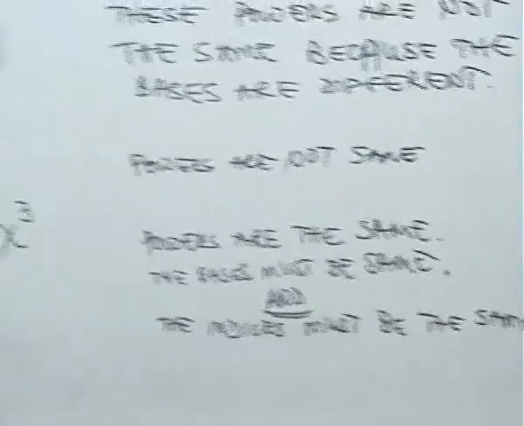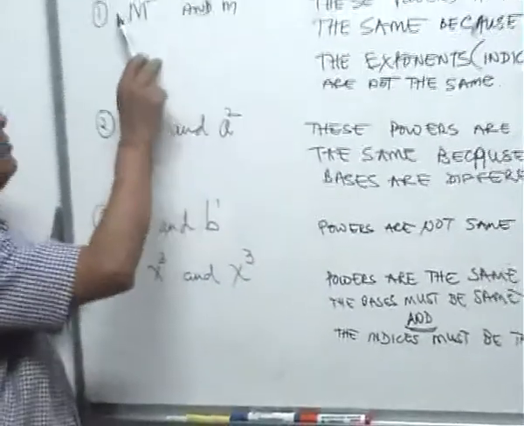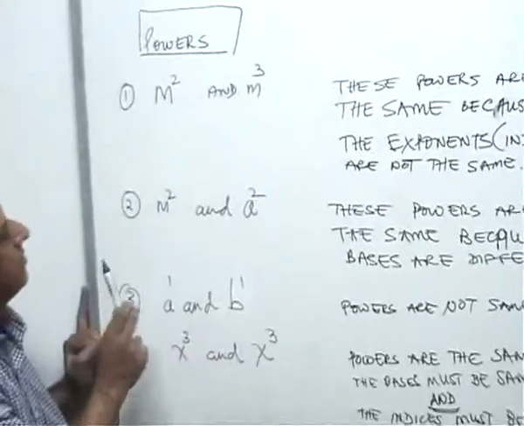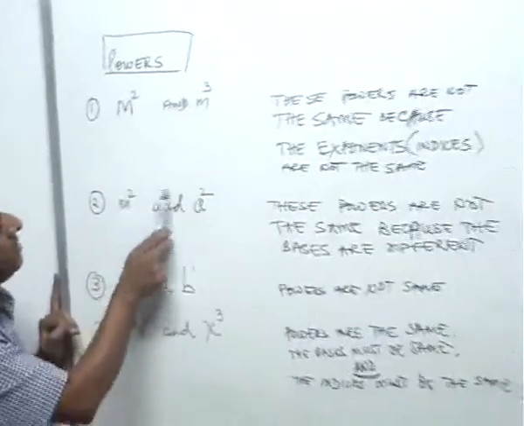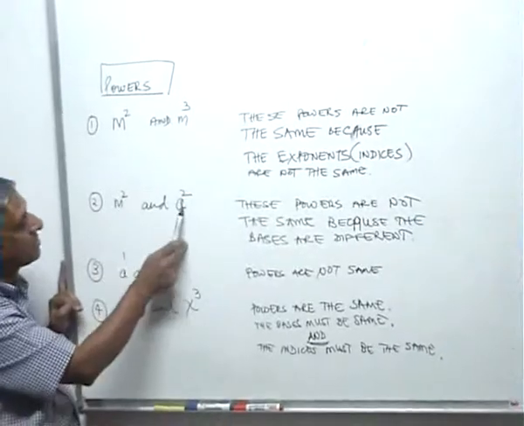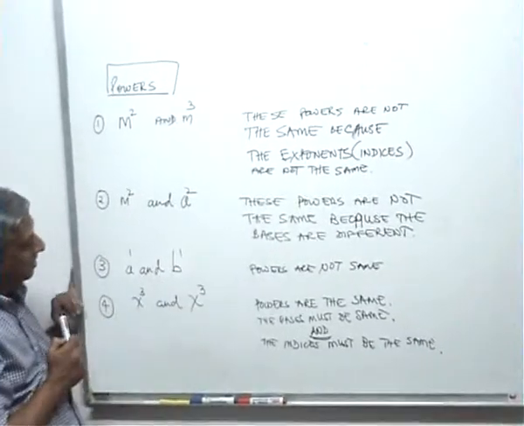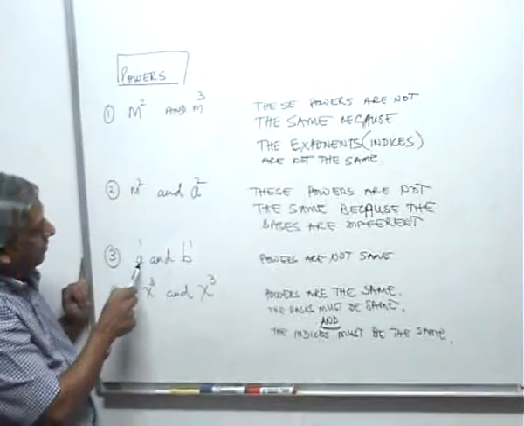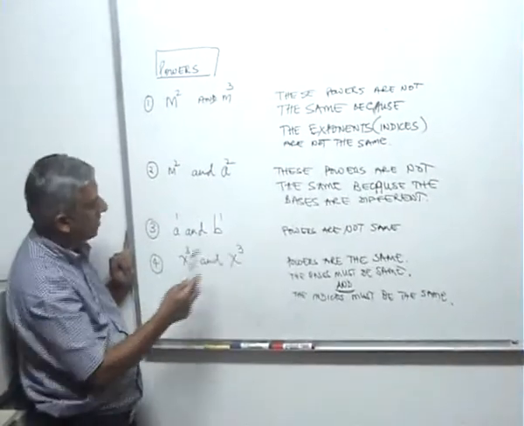The bases are the same, but the indices are different. Therefore, the powers are not the same. The indices are the same, but the bases are not the same. Therefore, the powers are not the same. The bases are different. Therefore, the powers are not the same.